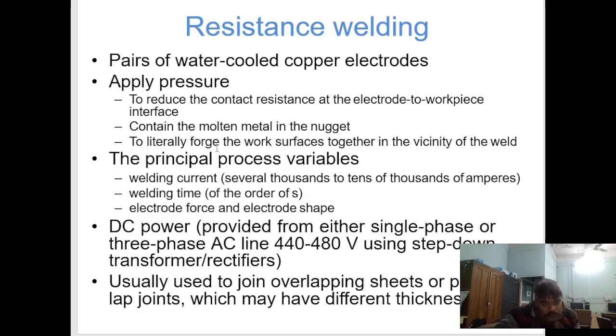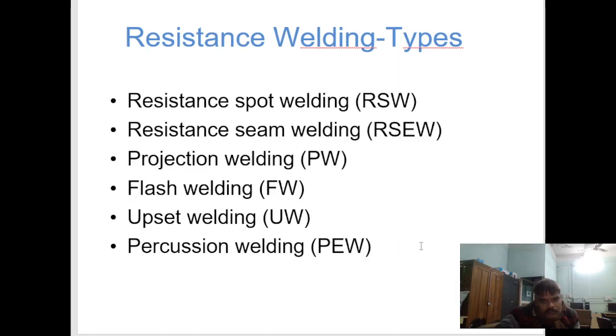The principal process variables: welding current of several thousand to tens of thousands of amperes, welding time of the order of a second, electrode force and electrode shape. DC power is provided from either a single-phase or three-phase AC line, 440 to 450 volts, using a step-down transformer. It is usually used to join overlapping sheet or plate as a lap joint, which may have different thicknesses.